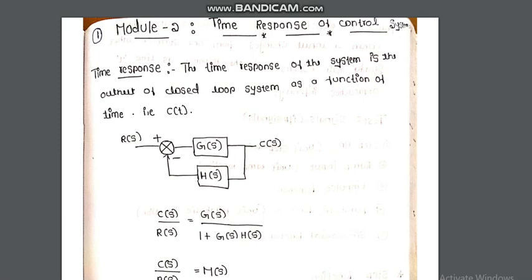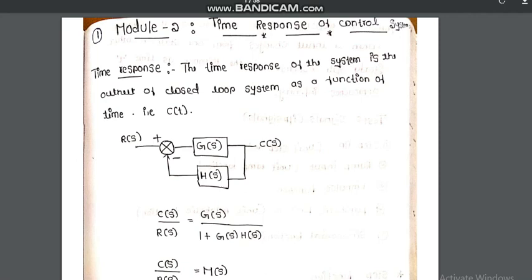The time response of the system is the output of the closed loop system as a function of time t, that is C of t. For example, just consider this diagram for the closed loop system, and it is a first order system. R of S is the input, G of S is the forward path gain, and H of S is the feedback path gain, and it is a negative feedback, and the output is C of S.